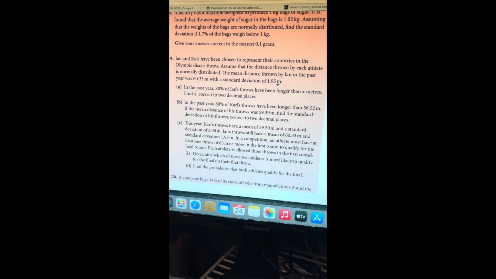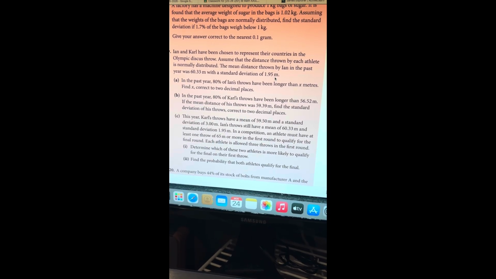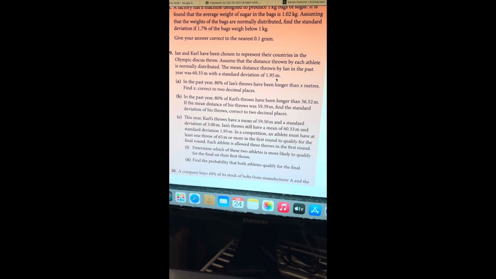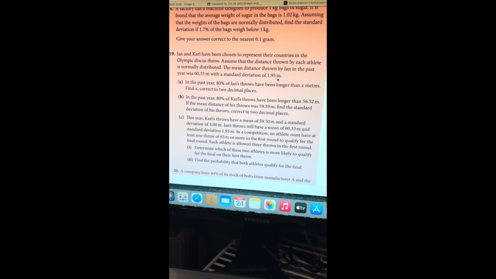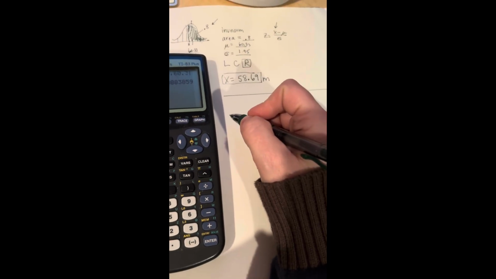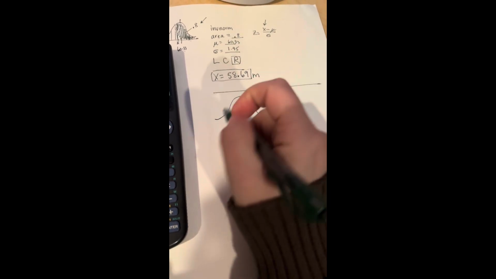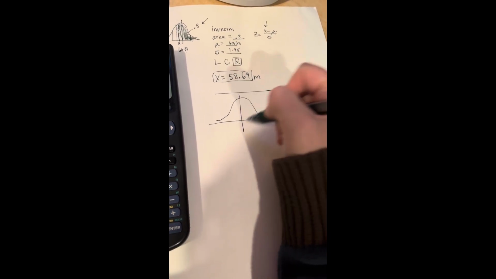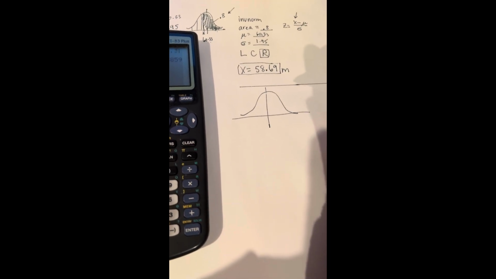Okay, taking a look at part B. In the past year, 80% of Carl's throws have been longer than a certain amount. If his average is 59.39, find the standard deviation correct to two decimal places. Okay, different guy. This one is Carl. And you don't have to do the picture, but it helps me figure out what's going on, assuming I can kind of draw it.